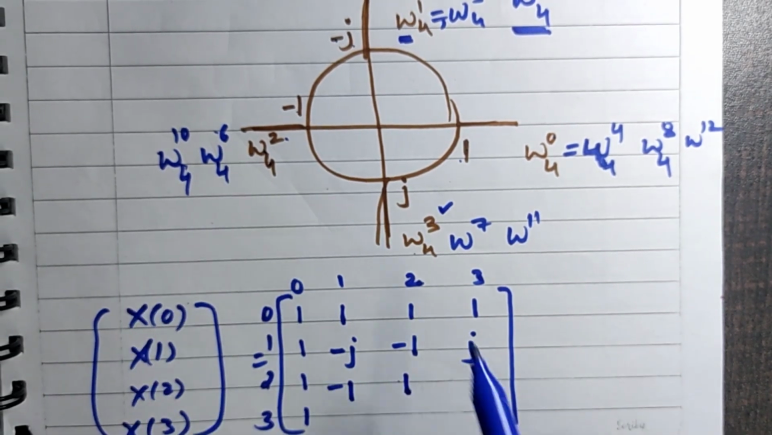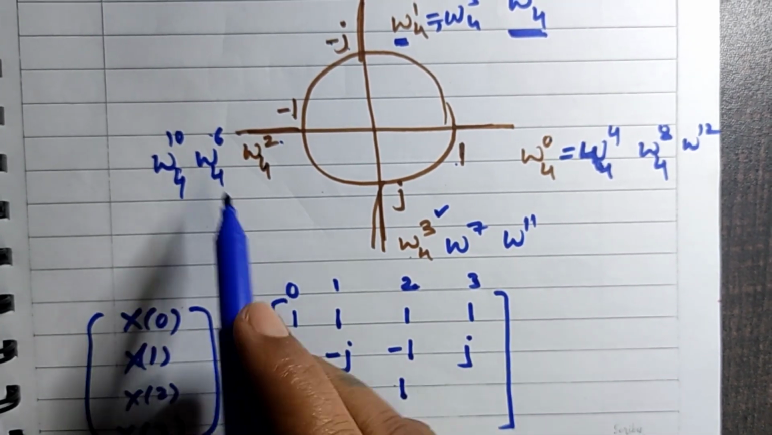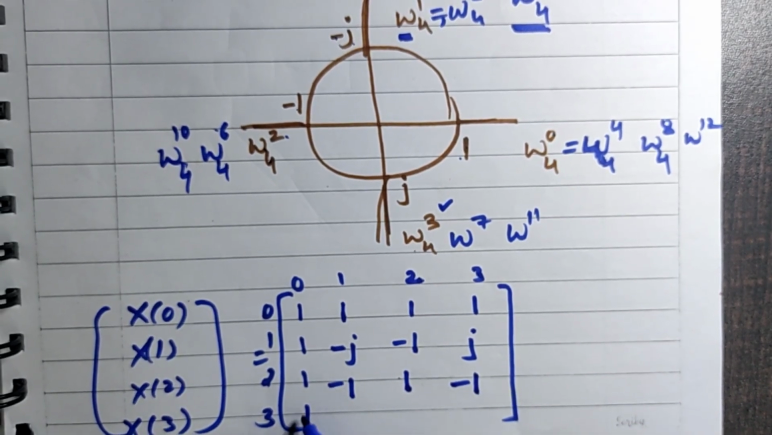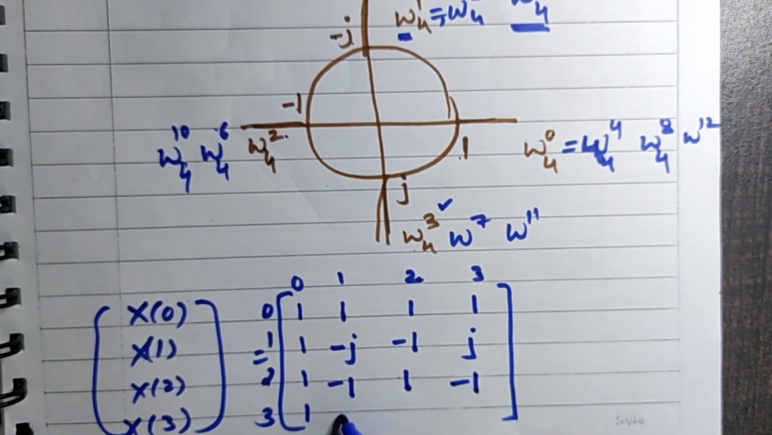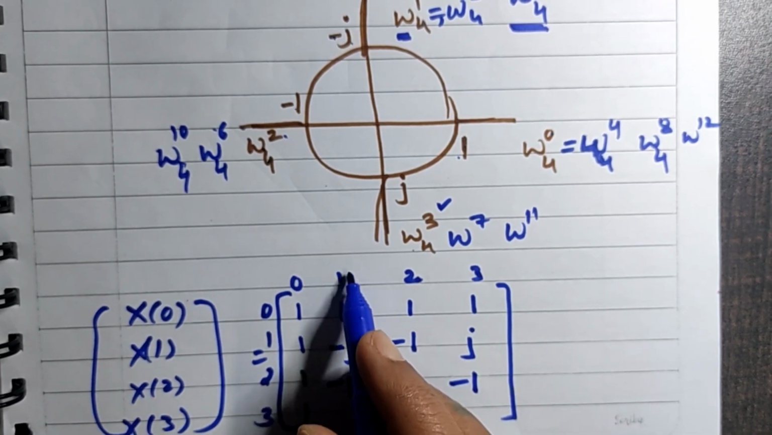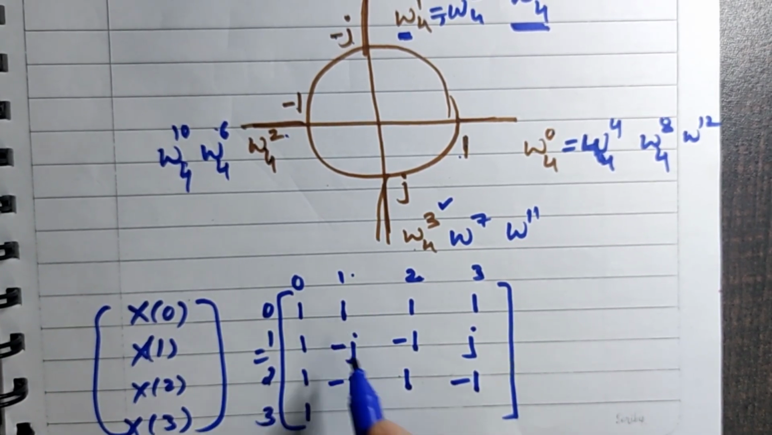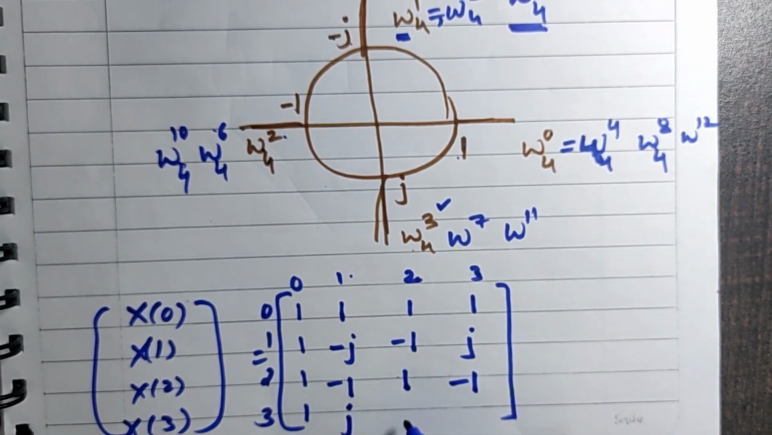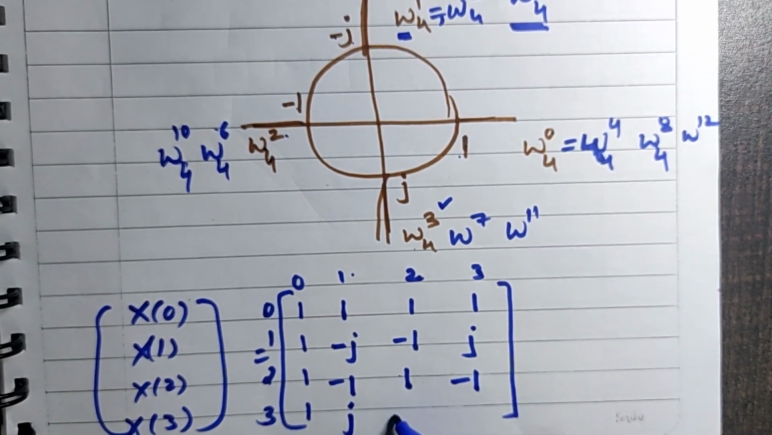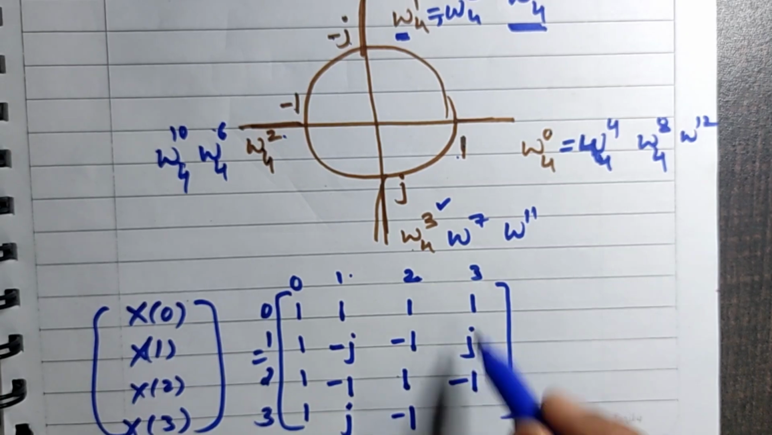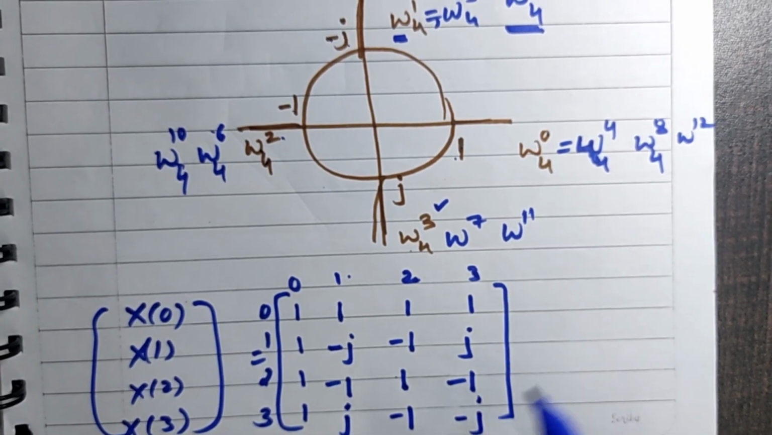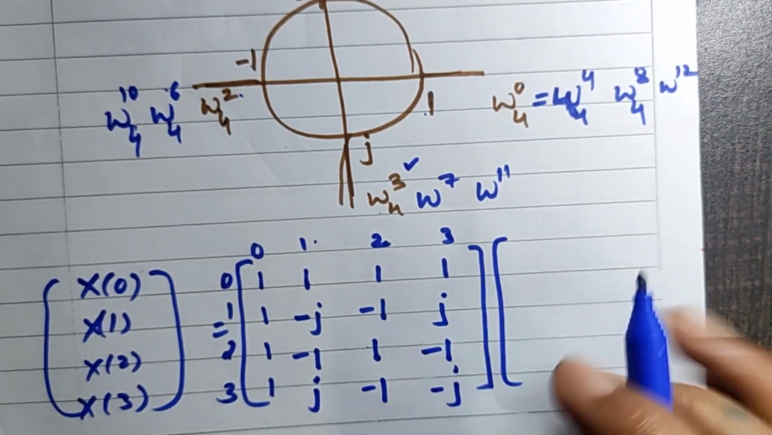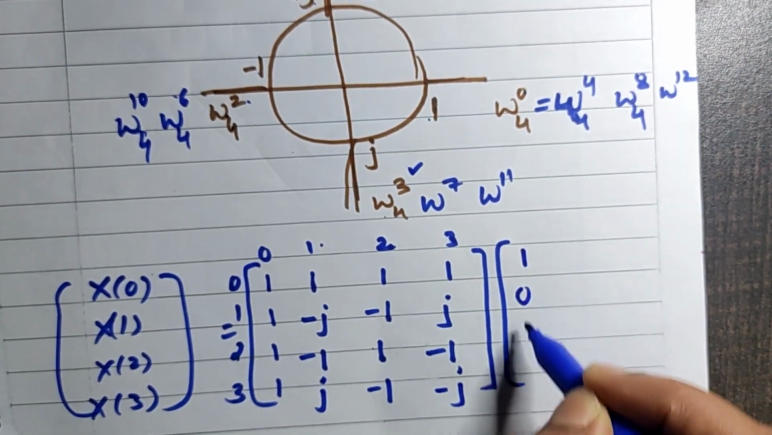Omega 4 raised to 2 3s are 6, omega 4 raised to 6 is minus 1. Omega 4 raised to 0 is 1. Omega 4 raised to 3 into 1 is 3; omega 4 raised to 3 is how much? It is j. Omega 4 raised to 6 is how much? Minus 1. Omega 4 raised to 3 3s are 9, and 9 is minus j. Now you can substitute the value of your x of n, which is 1, 0, 1, 0.